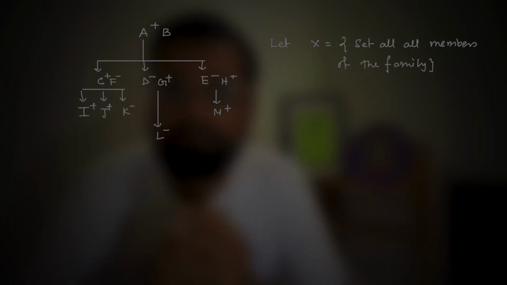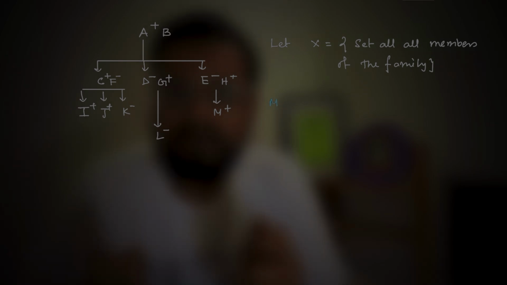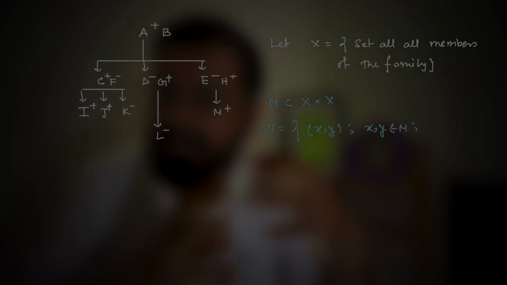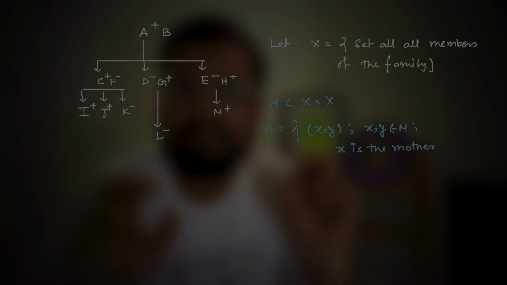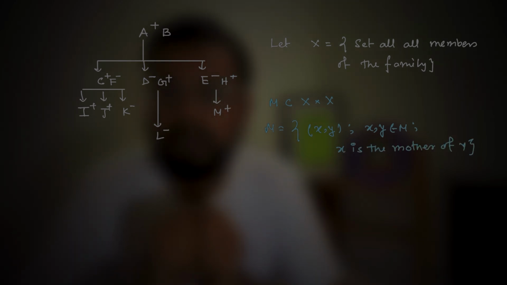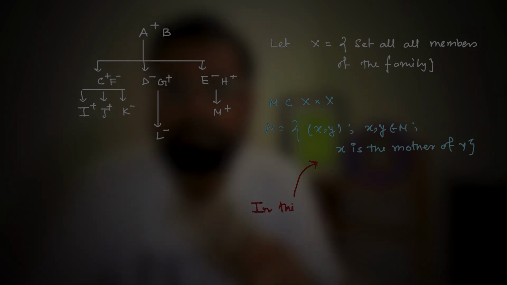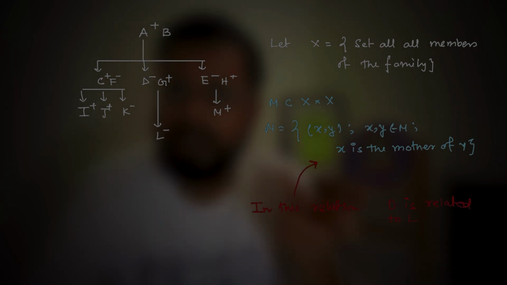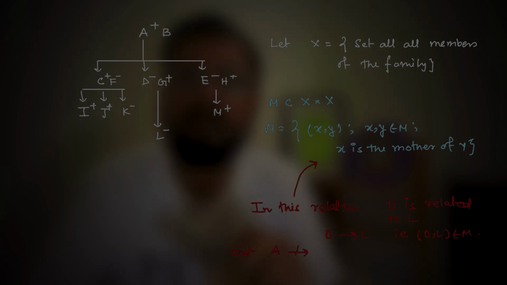Now, I define a relation M which will have the ordered pairs (x, y) such that x is the mother of y. In this relation, as you can see, D is related to L because D is the mother of L. But in the same way, A is not related to B, as A is not the mother of B. So the relation M relates D and L. It contains the ordered pair (D, L), but it does not contain the ordered pair (A, B).